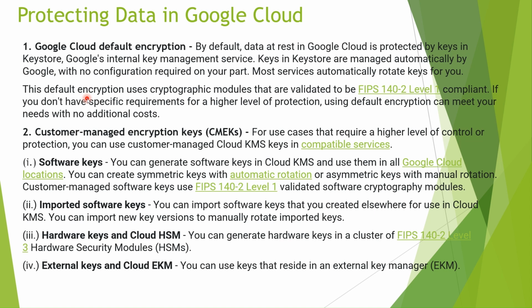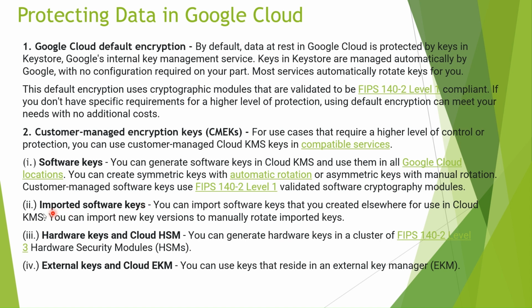But if you want encryption managed by you, you can choose customer-managed encryption keys, which has four parts. The first option is software keys. We can generate software keys in Cloud KMS and use them in all the Google Cloud locations in which you want to use them. There are two types of keys, symmetric and asymmetric, which we will see further. If we generate symmetric keys, we have an option of automatic rotation also. Once you create a key, you can create an automatically rotating key, say every 10 days or 50 days, as your organization requires. It is also a Level 1 validated software cryptography module.